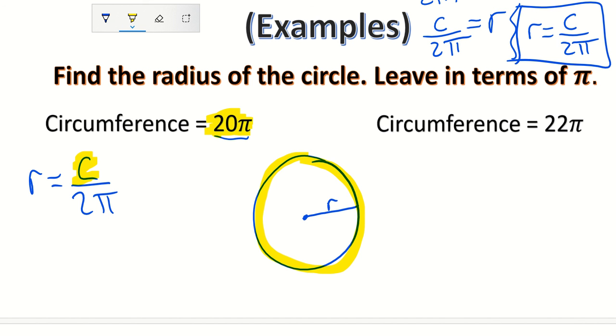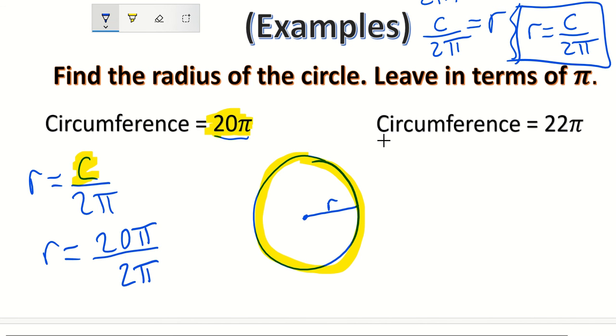They told us that the circumference for the circle is 20 pi. So let me go ahead and figure this one out. I'm going to put 20 pi divided by 2 pi. Well, the cool thing about this is that the pi's are going to reduce to 1, right?